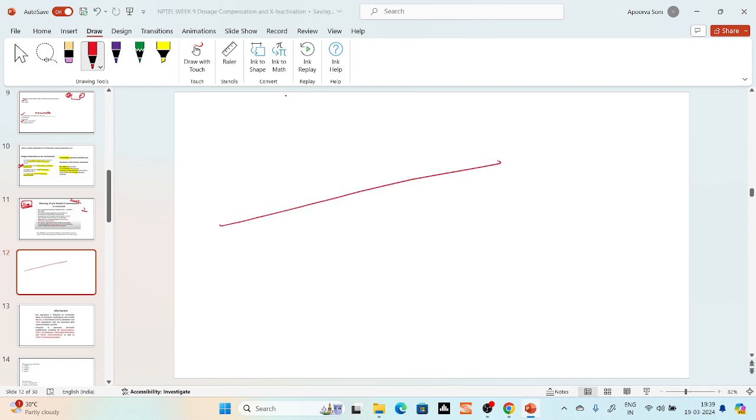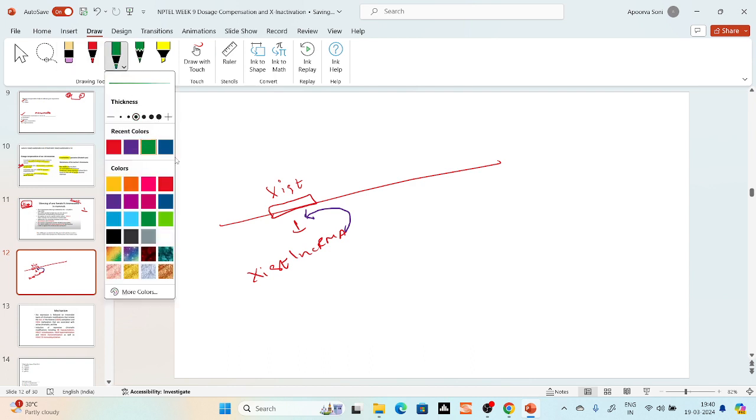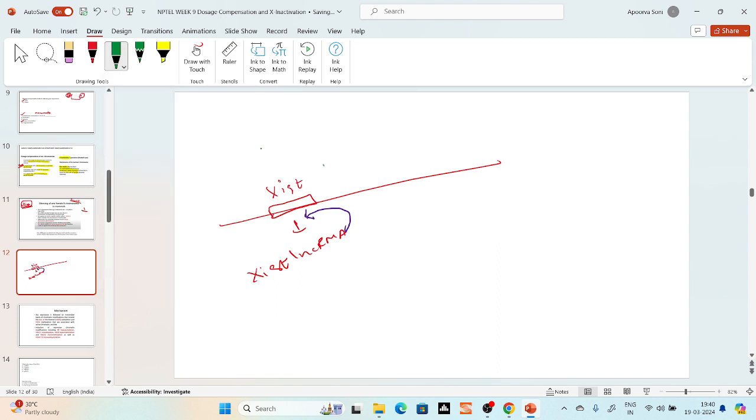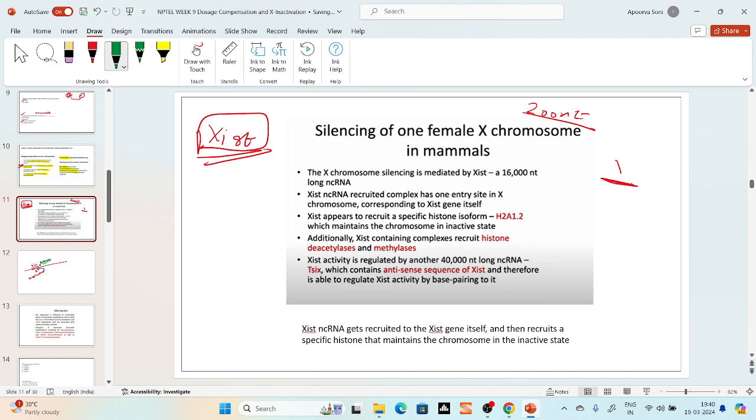So if this is your whole sequence, and this particular region is the XIST gene, it will produce lncRNA, which is XIST lncRNA. Now this XIST lncRNA will go back to its gene. It is recruited to its own gene. And then what happens? After getting recruited to its own gene, it brings some kinds of histone proteins. And then what happens?